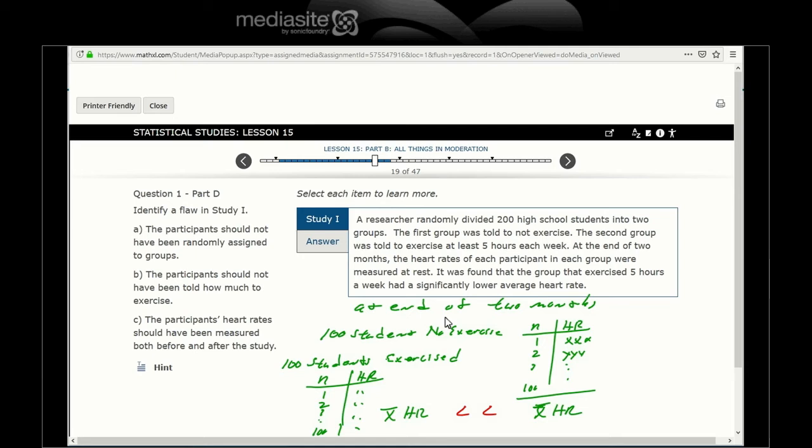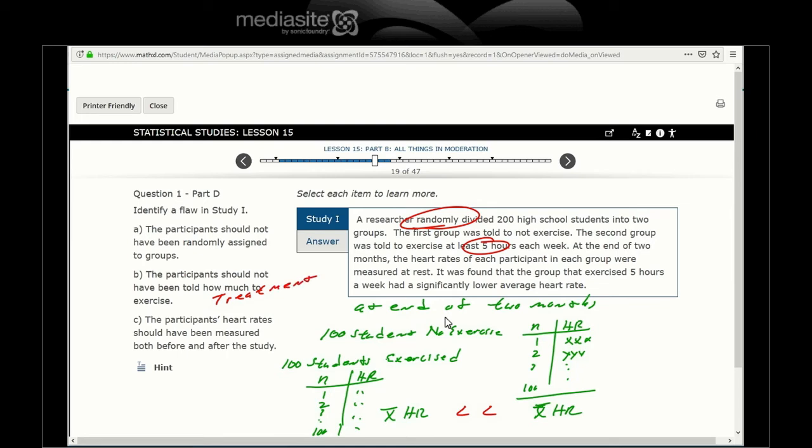Let's read the list here. The participants should not have been randomly assigned to groups. No, that's good, because you don't want to have one group be all athletes and the other group be all non-athletes. You want to mix. Participants should not have been told how much to exercise. Well, we got to have something to measure. So basically, what we were telling them was the treatment. Well, that was the treatment, so we have to tell them what to do.